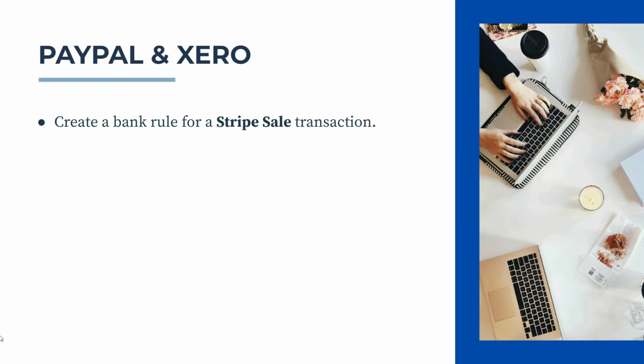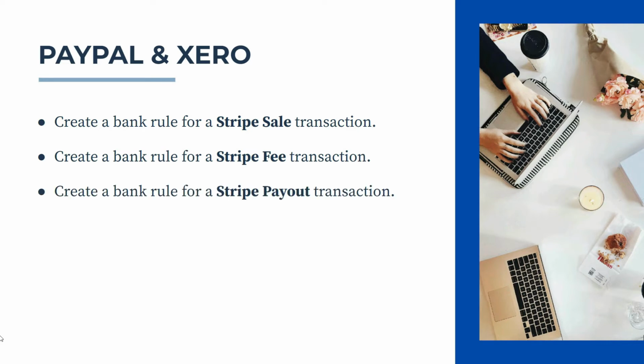Okay, so the first transaction we're going to create a bank rule for is a sale that's been made through Stripe, so a Stripe sale transaction. And then the next one is going to be the fee that Stripe charges on that sale. And then finally, we're going to have a look at how to create a bank rule for Stripe payouts. So that's when the money comes out of your Stripe account and into your business bank account.